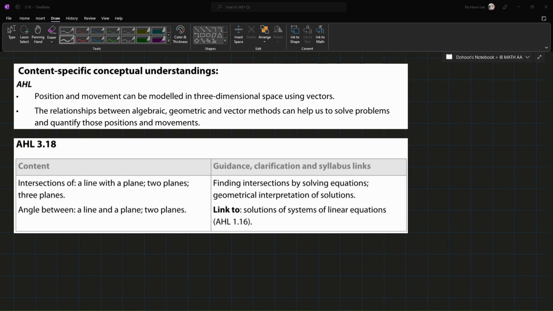Hello everyone. This video will be on the 3.18 section of the IB/AA curriculum. Please pause the video for a second to look at the concepts and contents for this section. There are no formulae. One sentence that summarizes this section is: lines and planes can be related in multiple ways.